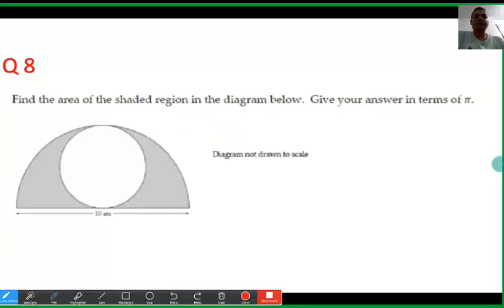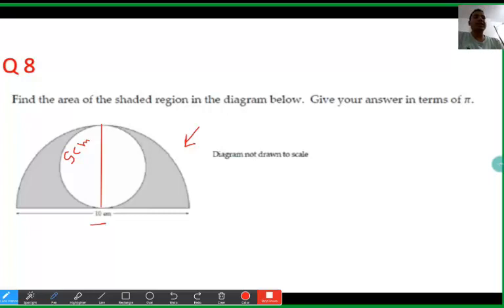Find the area of the shaded region in the diagram below. Give your answer in terms of pi. So here we have a half circle. The diameter of the circle is 10 centimeter, and inside it there is a complete small circle. Notice the diameter of the circle inside is half of the diameter of the half circle. This one is 10, that means this one is 5 centimeter. The diameter of the small circle is 5 centimeter.